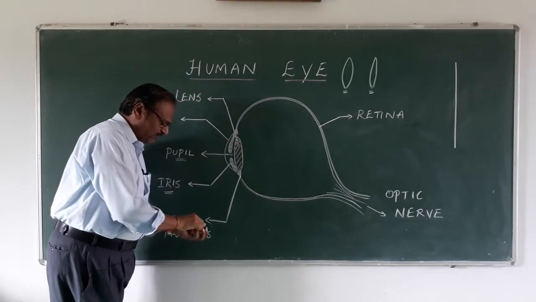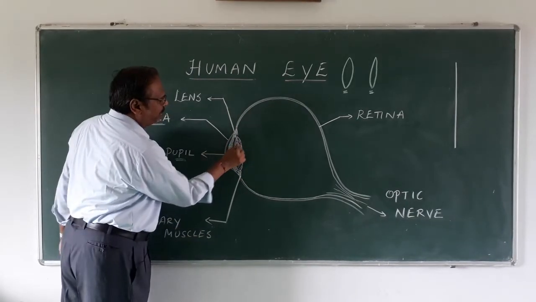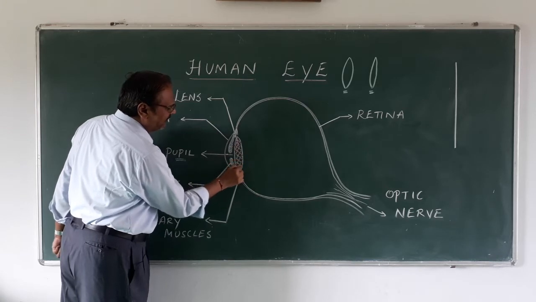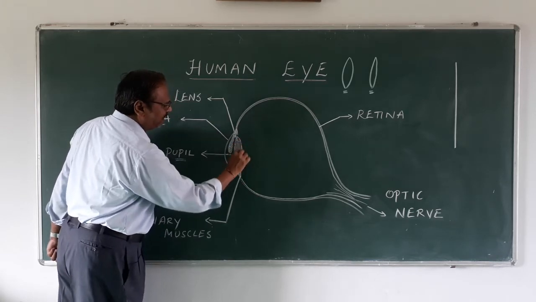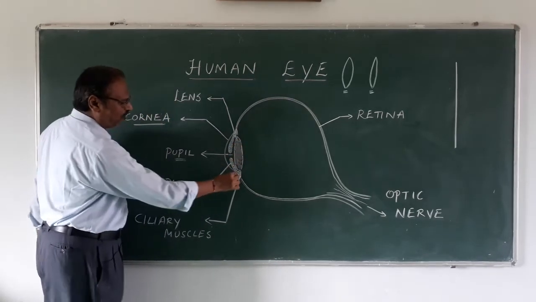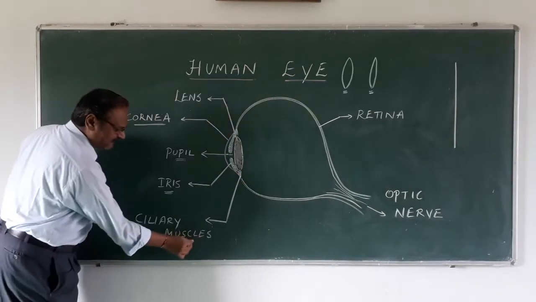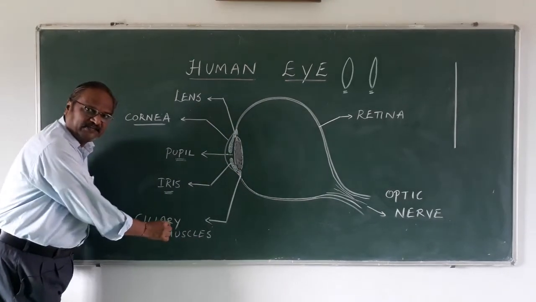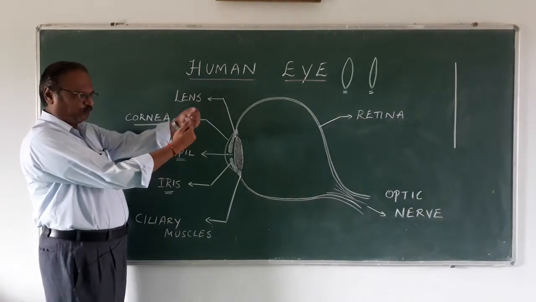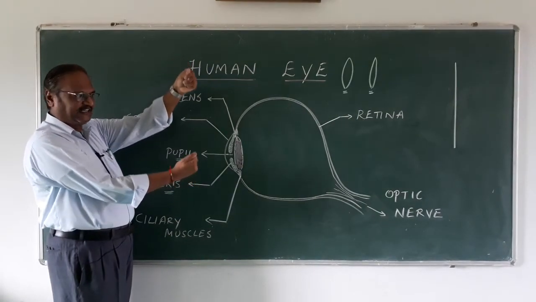Which is the part which is making the eye lens thick and thin? Let me draw like this, right? And that is called ciliary muscles. What is it called? Ciliary muscles. Ciliary muscles will pull it like a rubber band and it will leave it like this.